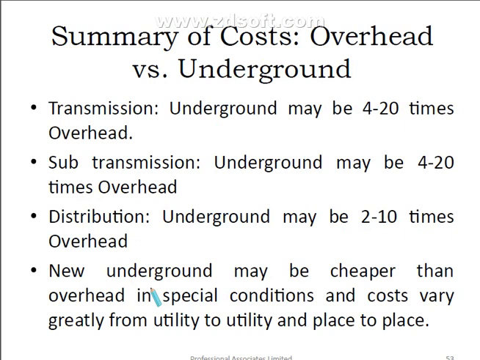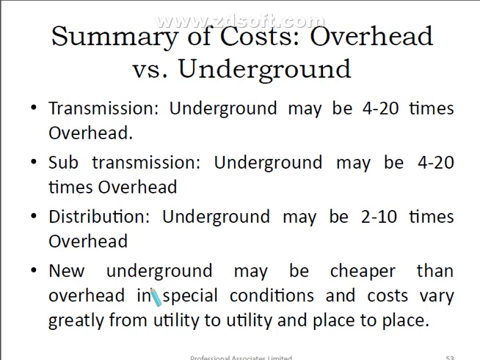So if we are concluding the total benefits or disadvantages of underground cable, the transmission underground cost may be 4 to 20 times overhead system. Sub-transmission undergrounded may be 4 to 20 times overhead. The distribution may be 2 to 10 times the overhead.